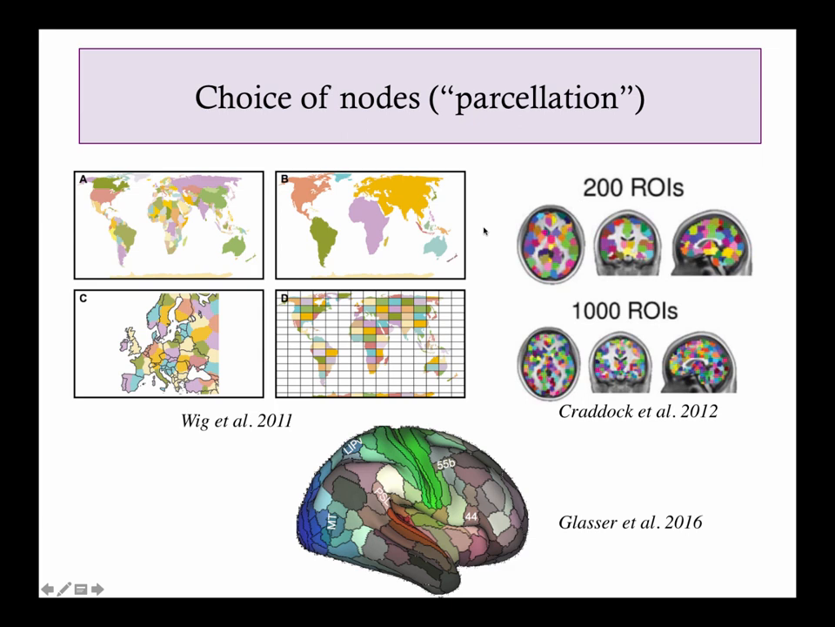If we're looking at functional networks, then maybe one thing we might be interested in is to have nodes whose time series within the node are homogeneous. There have been a lot of different methods working on different ways of parcellating the brain into different functional boundaries.